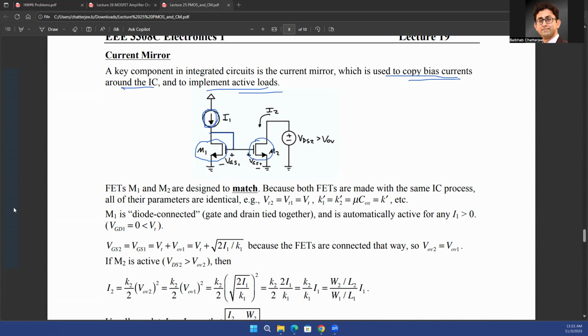Now, if you do that, and we'll now show the math, interestingly, whatever current flows through this transistor M2 will be exactly equal to the current that was flowing through the transistor M1, if the size of the transistor M1 is equal to the size of the transistor M2. And by size here, I mean the aspect ratio, that is the W/L ratio of the transistors. So now let's see the math to understand why it happens like that.